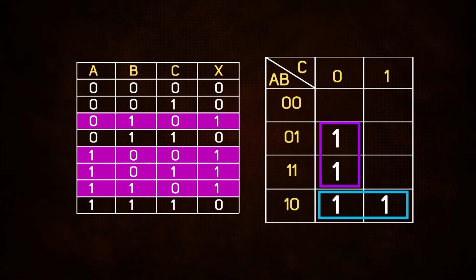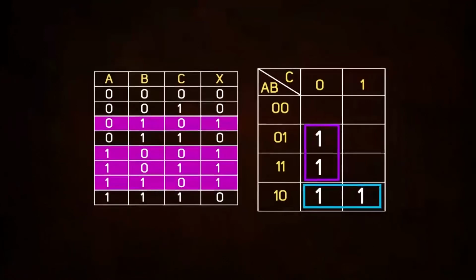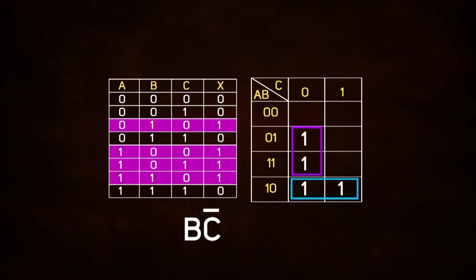We know that a pair eliminates a single variable, and in the first group the variable A takes primed and unprimed forms and it is eliminated, and the reduced term is B, C complement. And for the next pair C is removed and the term becomes AB complement, and hence the minimized expression is F equal to BC complement plus AB complement.